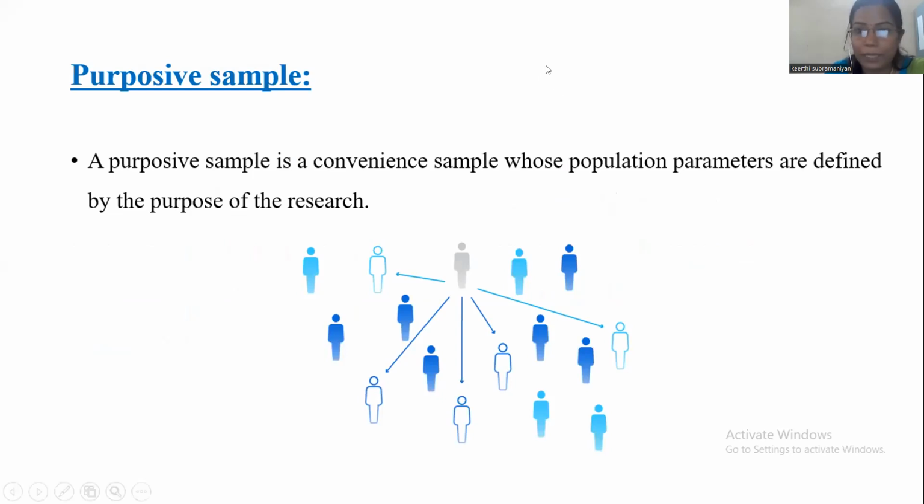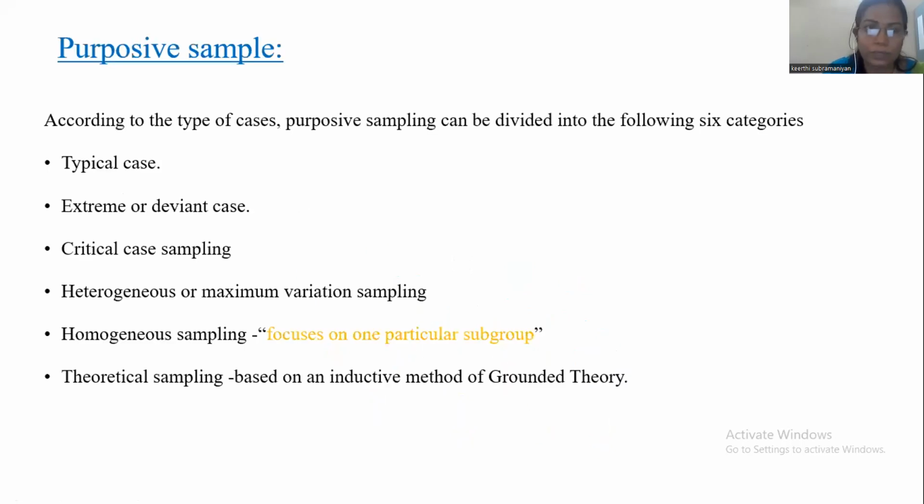Next is purposive sampling. It depends on the purpose of the research. Whenever the disease is rare, obviously you cannot have a random sample. When a disease is, say, 1 in 1,000 or 1 in 10,000 and so on, you cannot really go ahead with random sampling. You have to do purposive sampling: I need only these people in my study. It is based on the purpose of the research. It can be used for typical cases, deviant cases, critical case sampling, and when there is a heterogeneous group involved.